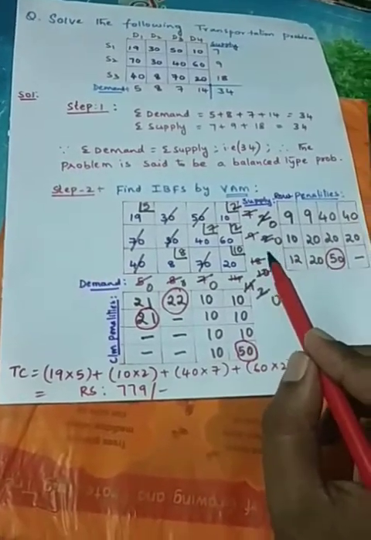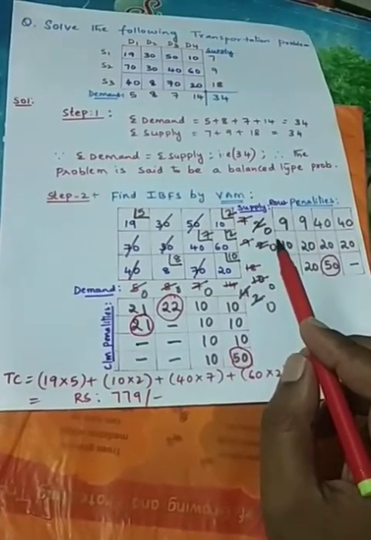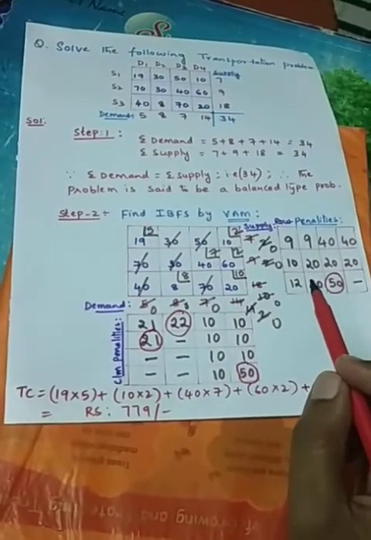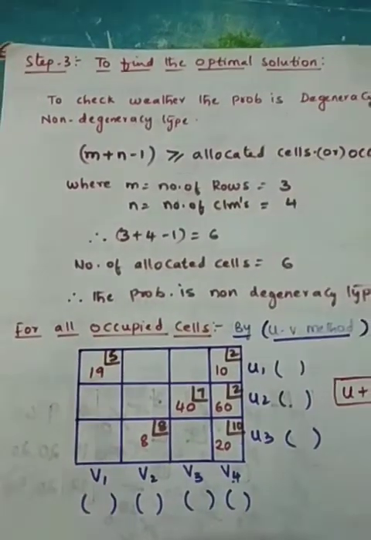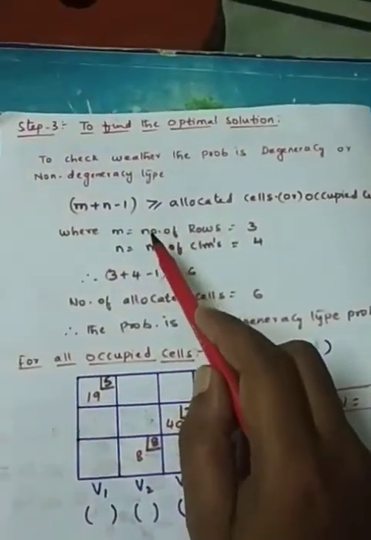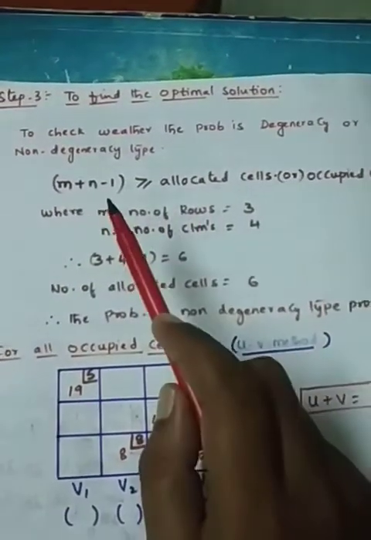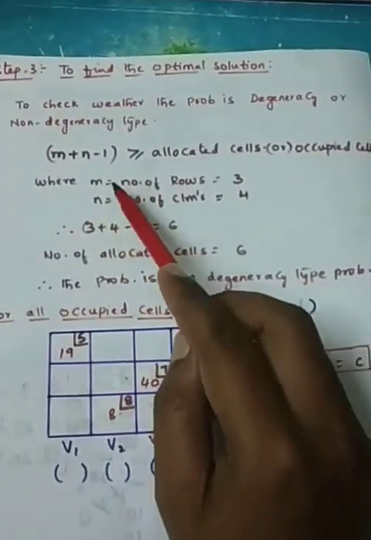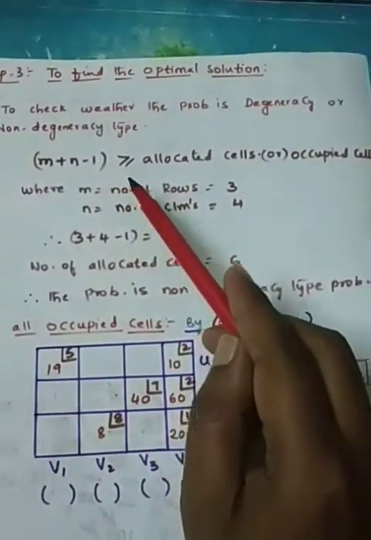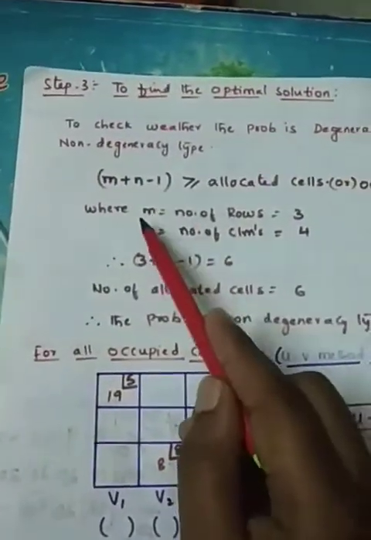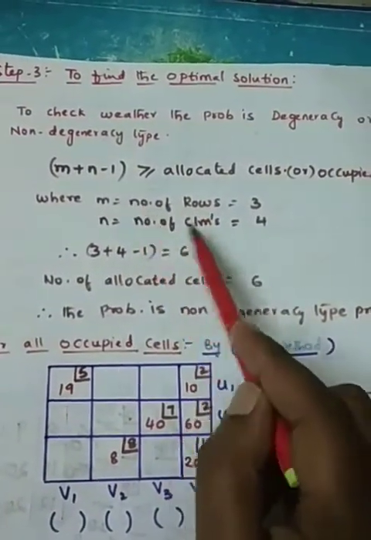Now step 3 is to find the optimal solution. Now, whether the solution which you have got is optimal or not, there is another procedure. Let us see that. The next step is to find out the optimal solution. To find out the optimal solution, first you need to check whether the problem is a degeneracy type or non-degeneracy type. We come to know this by checking this condition: m plus n minus 1 should be greater than or equal to the allocated cells or occupied cells. Here m is the number of rows and n stands for the number of columns.